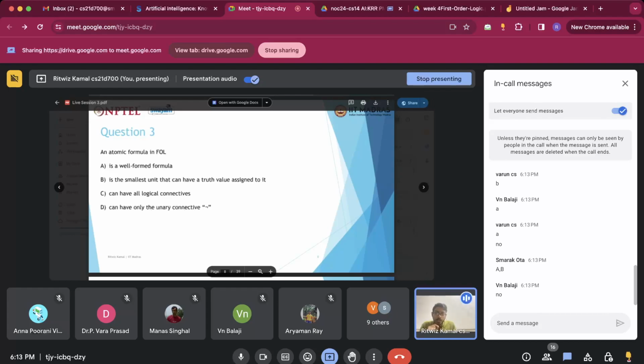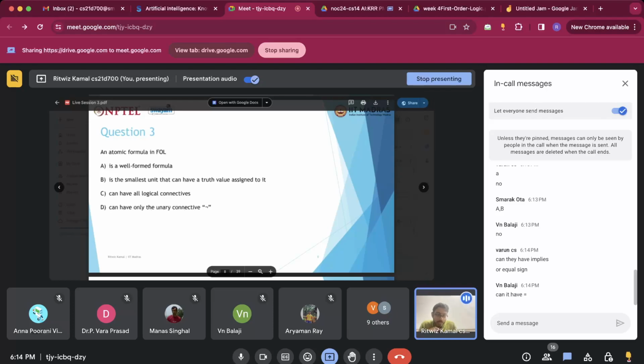So when we are concerned with an atomic formula, we know that it has to be a well-formed formula, which basically means it has to be in proper syntax. You can refer back to the lecture slides if you want to see the exact definition of a well-formed formula. The second option is that it is the smallest unit that can have a truth value assigned to it. This is also correct. But when we have connectives between two variables, that includes implication, and, or, or unary connectives like not, we cannot say this is the smallest unit, because if something is connected by a connective, we can further break it down into its constituent parts. An atomic formula cannot have logical connectives.